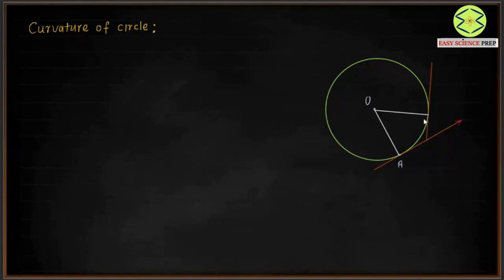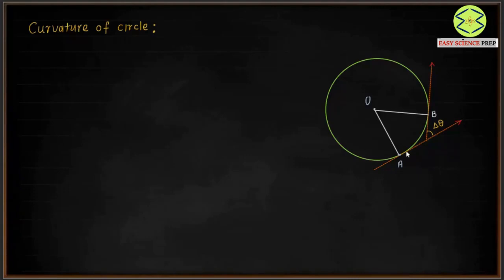Considering another point on the circle as B. So this is the point B on the circle. Now when you move from point A to point B, there will be a change of direction. So the direction at point A is given by this tangent, while the direction at point B is given by this tangent. The change of direction is given by this angle. Let me call this angle delta theta, the change of direction when we move from point A to B on the circle.